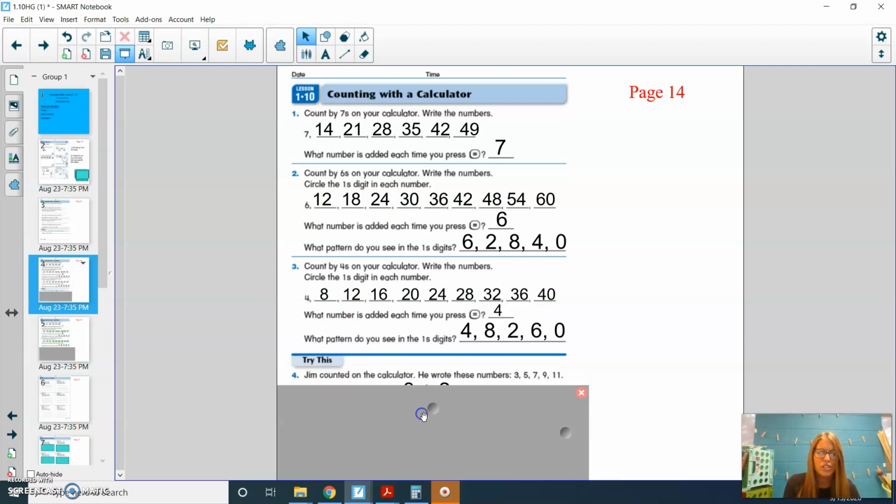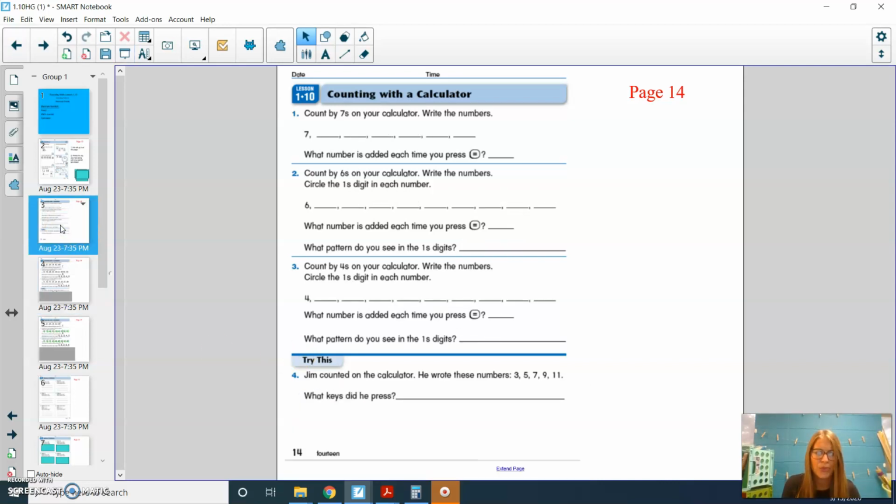For the try this, Jim counted on the calculator and he wrote these numbers. He said 3, 5, 7, 9, 11. And we want to know, what keys did he press? What do you think he pressed in order to be able to get there? Press pause and then play when you're ready to hear the answer.